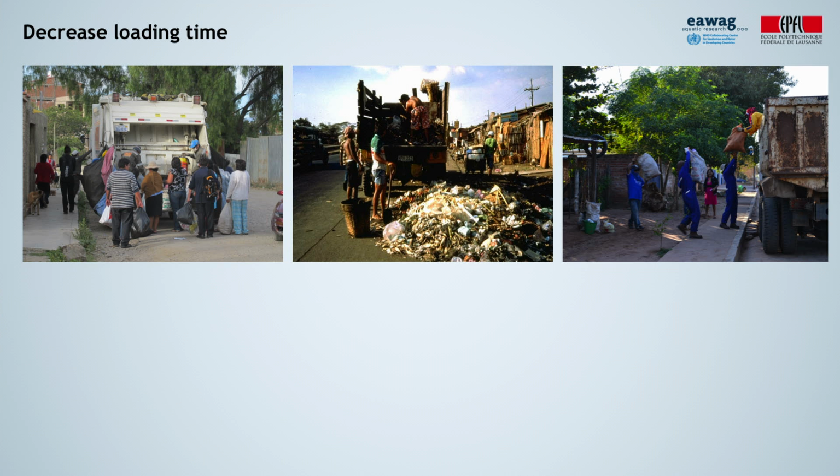A second factor to increase efficiency is to decrease loading time. These three examples show inefficient loading. For example, waiting for the people to bring their waste, or manual loading of the waste, or finally, a very high loading height, which decreases the efficiency.